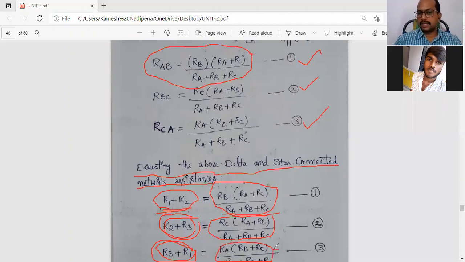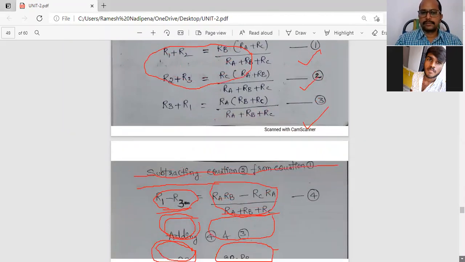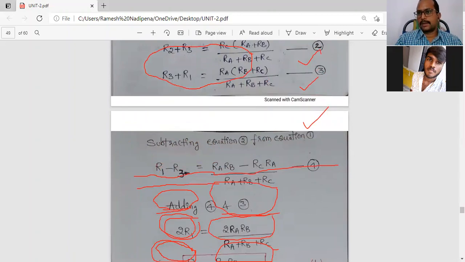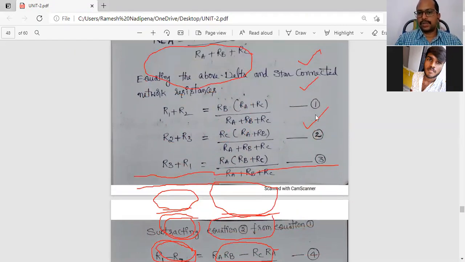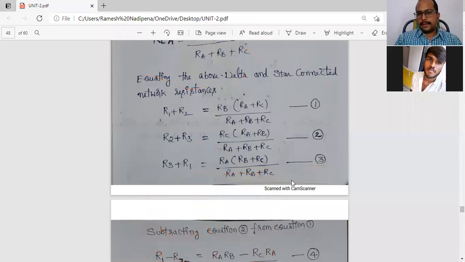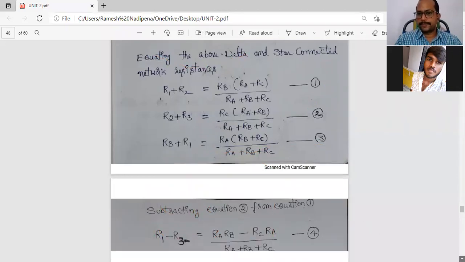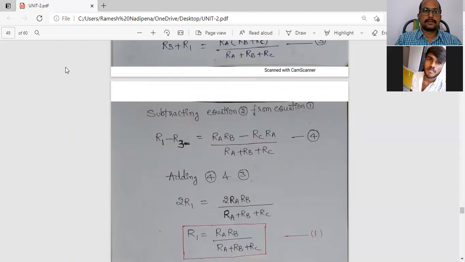Now we equate these expressions. So from this we get these equations 1, 2, 3. Next step is subtracting equation 2 from equation 1. Subtracting equation 2 from equation 1, right?